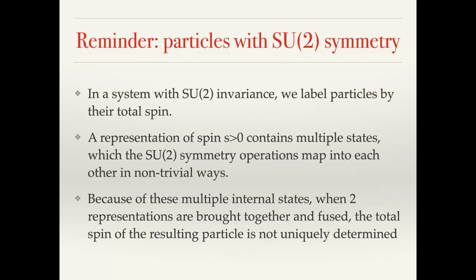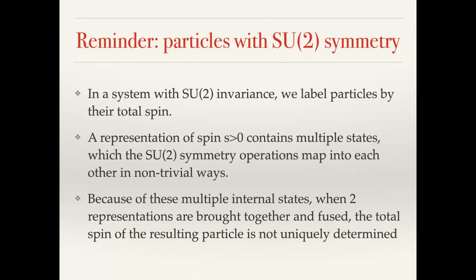And the total spin labels an irreducible representation of the group SU2, if you want the mathematical words. Now, if the total spin is bigger than 0, spin a half, spin 1, spin 3 halves, we know all of these representations have multiple states: 2, 3, 4, etc.